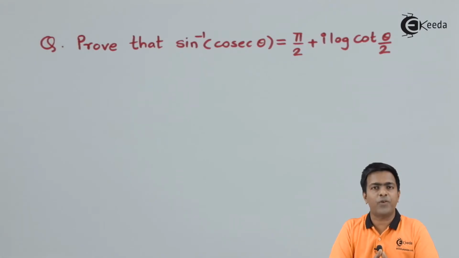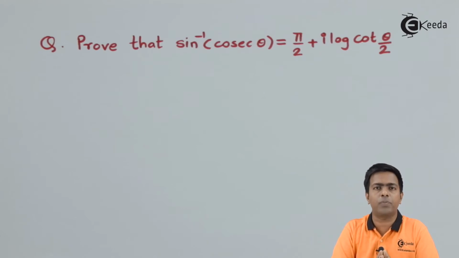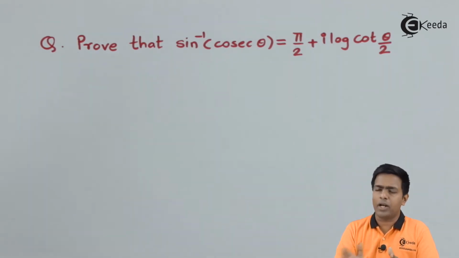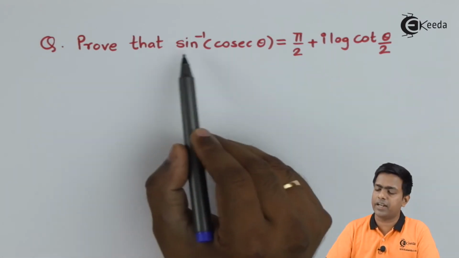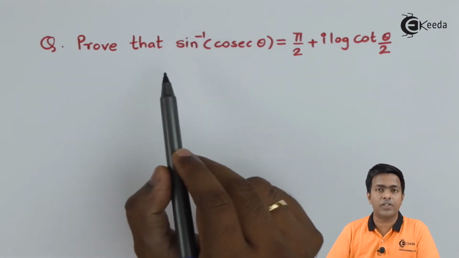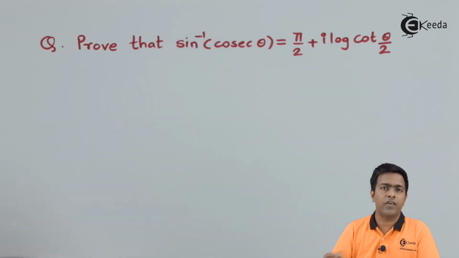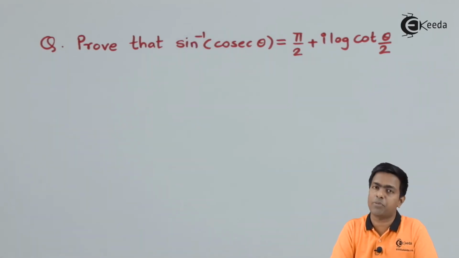Here we have to prove that sine inverse of cosec theta is equal to pi by 2 plus i log of cot theta upon 2. Now you must be thinking, how is it inverse hyperbolic function? Yes, you are correct. By looking at the question, we can't say that it's an inverse hyperbolic function because here we do not have a hyperbolic function itself. Here you can see that it is an inverse trigonometric function. But since it is missing h, we will not call it an inverse hyperbolic function.